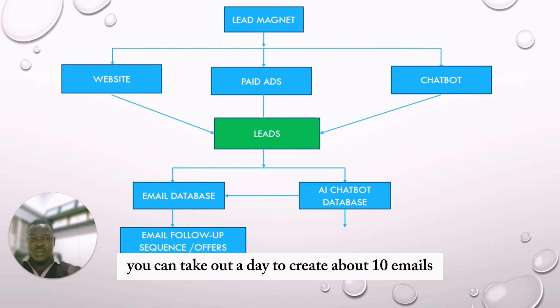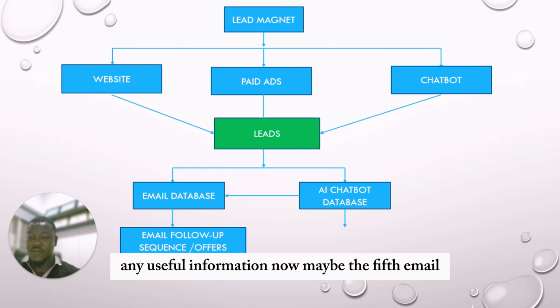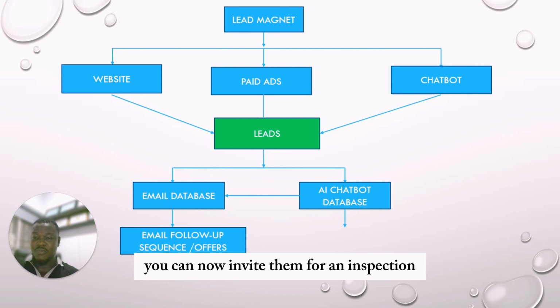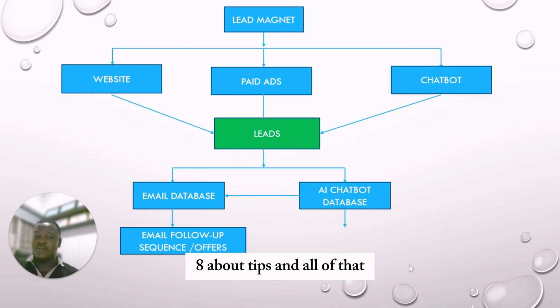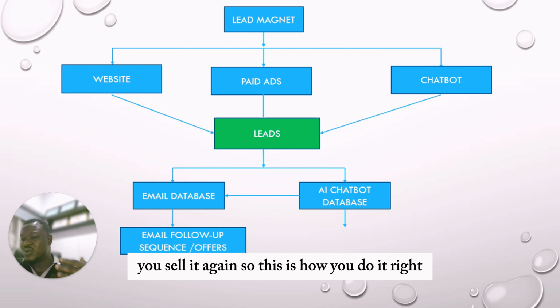You can take out a day to create about 10 emails. The first 3 emails are all about tips and useful information. Now, maybe the 5th email, you can invite them for an inspection to see one of the properties. Then the 6th, 7th, 8th, about tips and all of that useful information. Then the 9th or 10th email, you sell again. So this is how you do it, right?